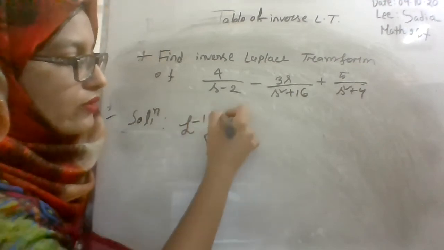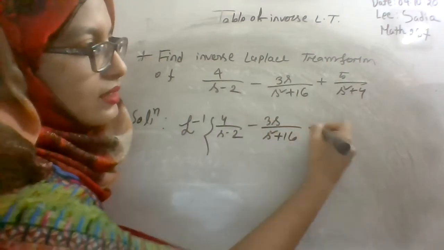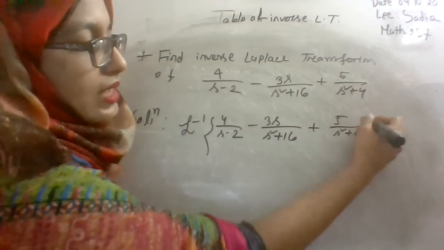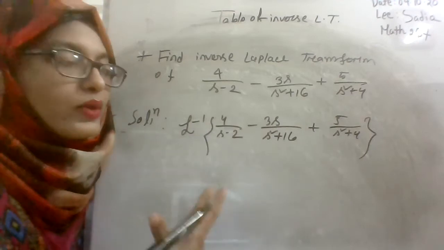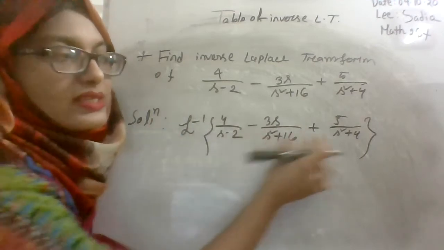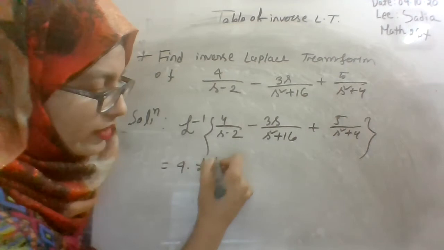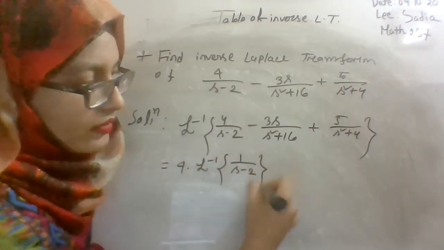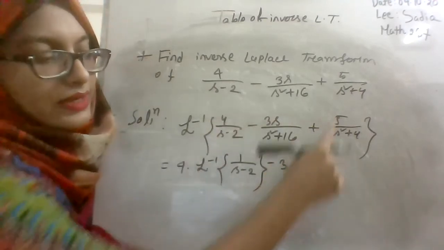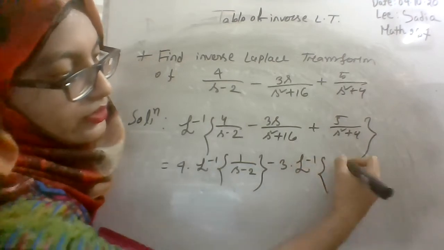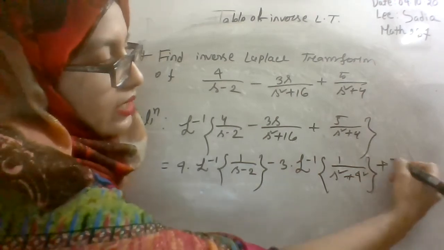Inverse Laplace transformation of 4 by s minus 2 minus 3s by s square plus 16 plus 5 by s square plus 4. According to our linearity property, you will take the constant term to the left side and find the inverse Laplace transformation of each term in a particular way. So here the constant is 4 times inverse Laplace transformation of 1 by s minus 2. Now we'll consider minus 3. This is the constant term, that means C1, C2, C3. Inverse Laplace transformation of s by s square plus 16 can be written as s square plus 4 square. Plus the constant is 5.